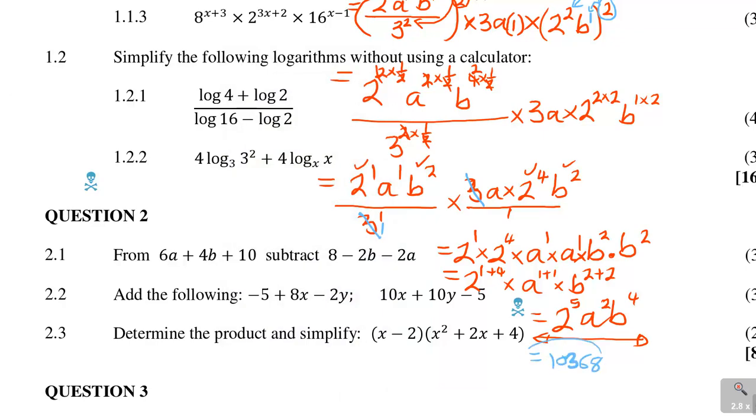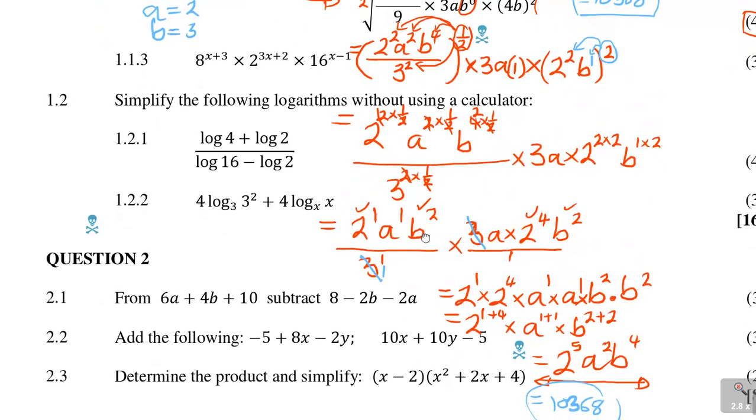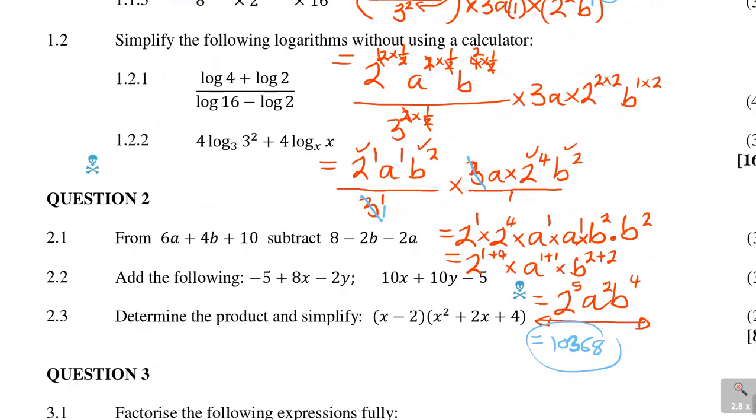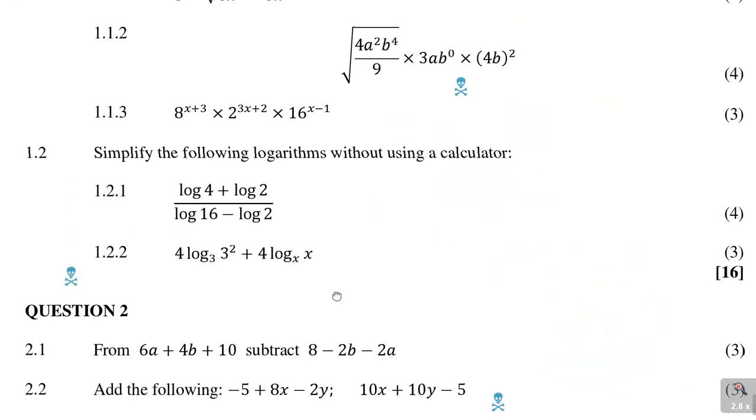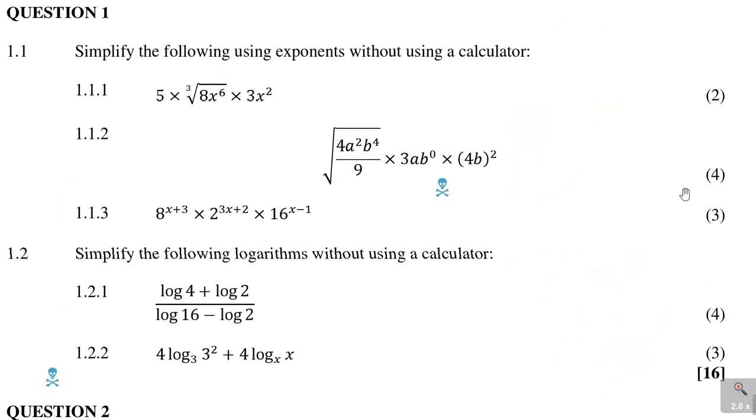So if I compare these two numbers, 10,368, 10,368, it means whatever I was simplifying is still maintained and I am on the right track. So this is what I usually do, and I will encourage you to always keep testing your answers like that. So that was the question that we did. It's question 1.2, you get your 4 marks.